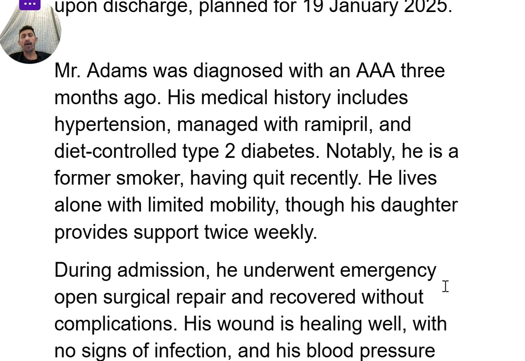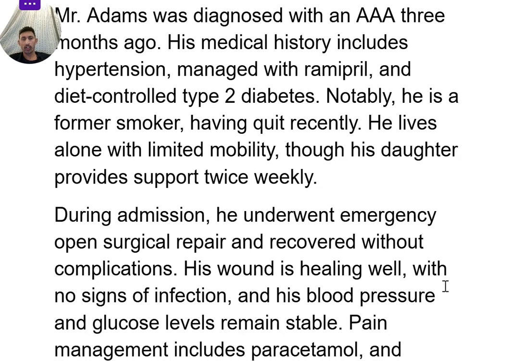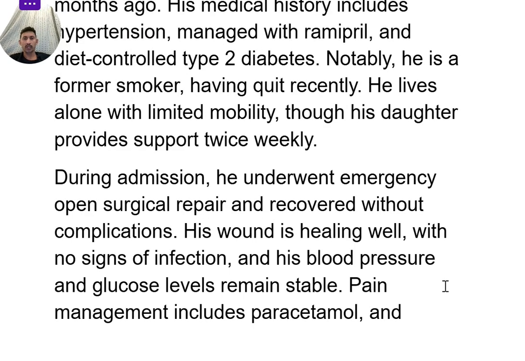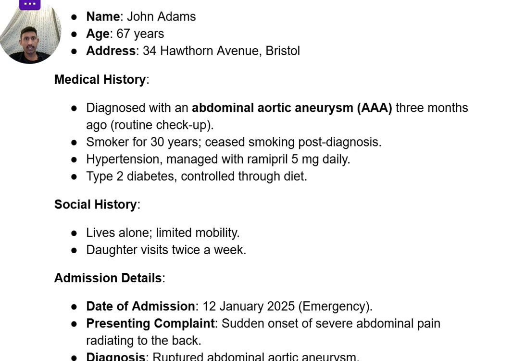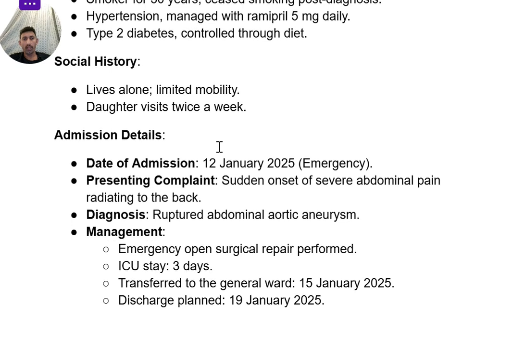Adams after he was admitted to the hospital. During admission, he underwent emergency open surgical repair and recovered without complications. This information is from the case note itself. We can see, after the admission details, what things we have provided to Mr. Adams, because you have to repeat it in a different way: what happened to Mr. John Adams.